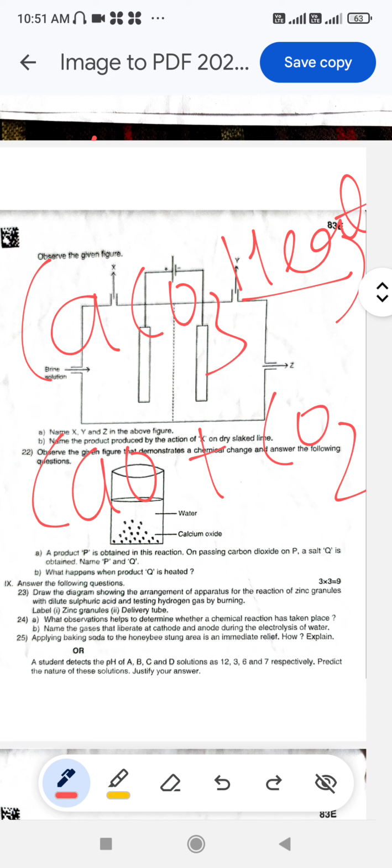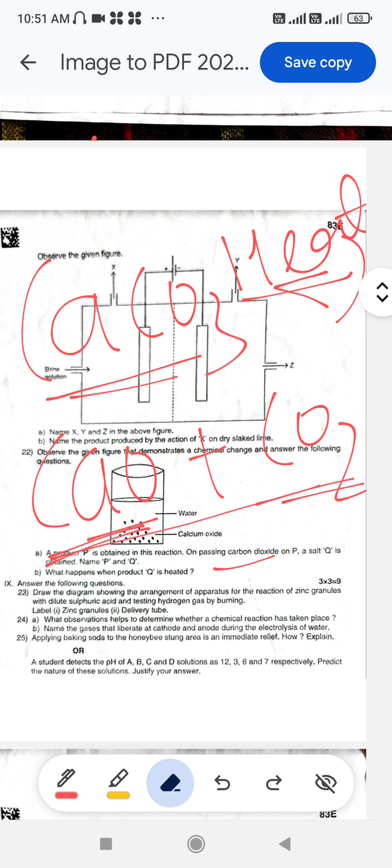It will be produced as what? Calcium oxide and CO2. When calcium carbonate is heated, it will produce quicklime and carbon dioxide. Quicklime means what? Again, calcium oxide only. This is the answer for 22 B. Understood? So calcium carbonate is heated, it will produce calcium oxide plus carbon dioxide. That is about this 22 B question.